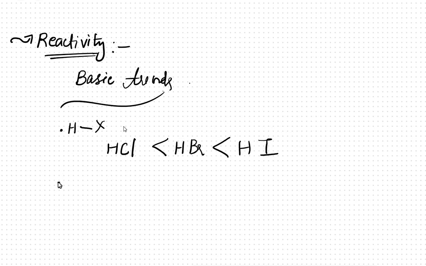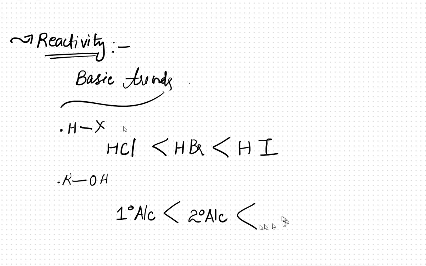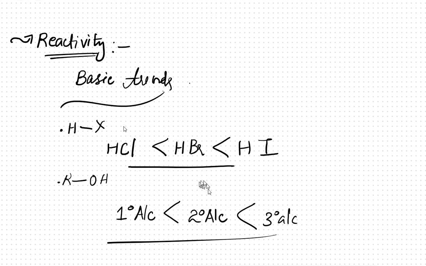Similarly, if you talk about alcohol, this ROH is your alcohol. Primary alcohol is the least reactive of all. Then you have secondary alcohol, which is a bit more reactive, and tertiary alcohol, which is the most reactive. This is the reactivity order, guys, and you have to know that a lot of questions are asked from this particular part of the chapter.